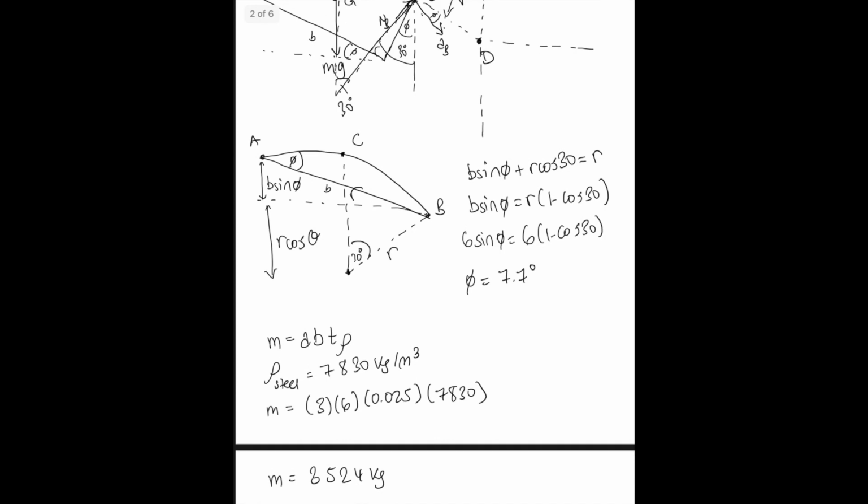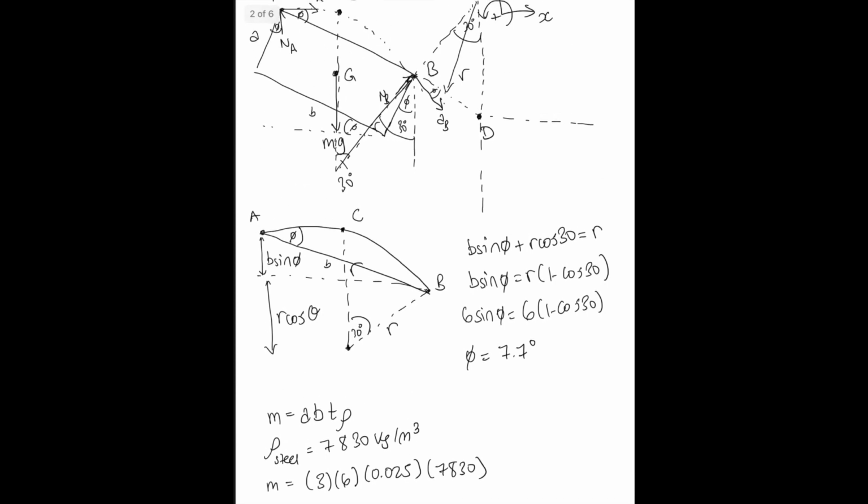Now, what about our sum of forces in the y? Our sum of forces in the y is going to be equal to MAGY, which is equal to NA plus NB cosine 30 minus MG, which will give us MAGY. So that's our first equation, and that's our second equation.